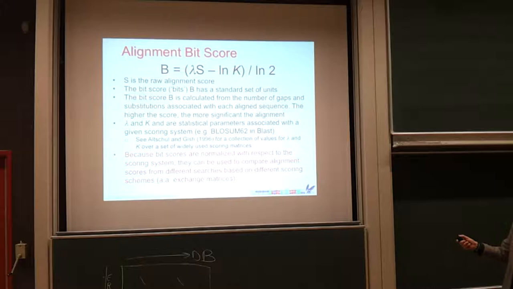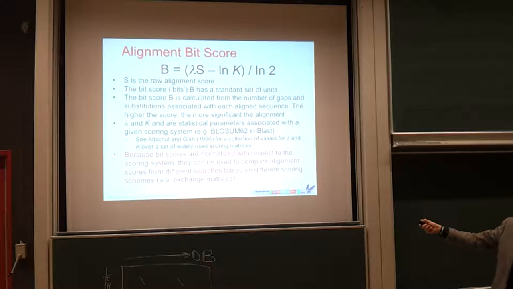And how do you get to those? Basically, people have done work on this for the most widely used matrices. These parameters, by the way, are related to your exchange matrix. So PAM 10 to 50 would have a different set of lambda and K values than BLOSUM 62.